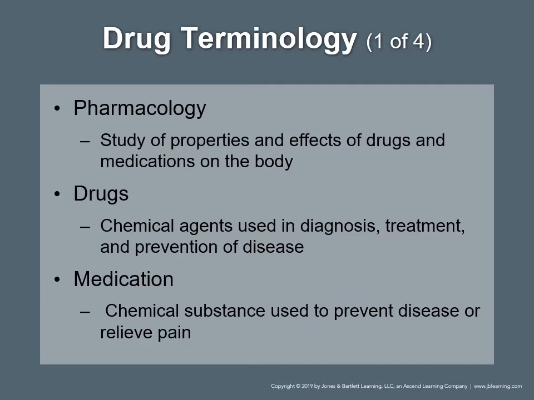The terminology. Pharmacology is the study of the properties or characteristics and effects of drugs and medications on the body. Drugs are chemical agents used in the diagnosis, treatment, and prevention of disease. The terms drugs and medications are often used interchangeably. However, drugs may make some people think of illegal substances. You should try to use the word medications, especially when interacting with patients and families. A medication is a chemical substance used to prevent disease or relieve pain.